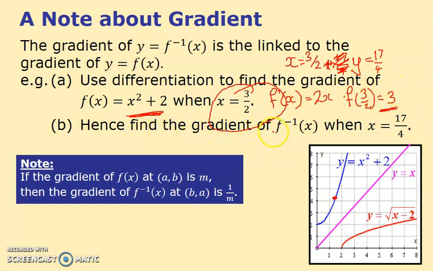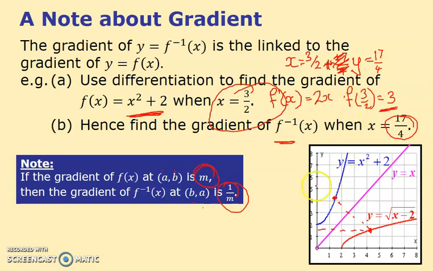Hence find the gradient of f inverse x. Now notice this is f inverse, not f dash. So f inverse is this graph down here, and I've actually already found what it is: root x minus 2. And we want to do it at this number that's appeared before, 17 over 4. You'll notice 17 over 4 is about there, which is in line with there. Because of the symmetry of this graph, there is a rule that basically says if the gradient of the original graph at a comma b is m, then at b comma a the gradient is 1 over m.